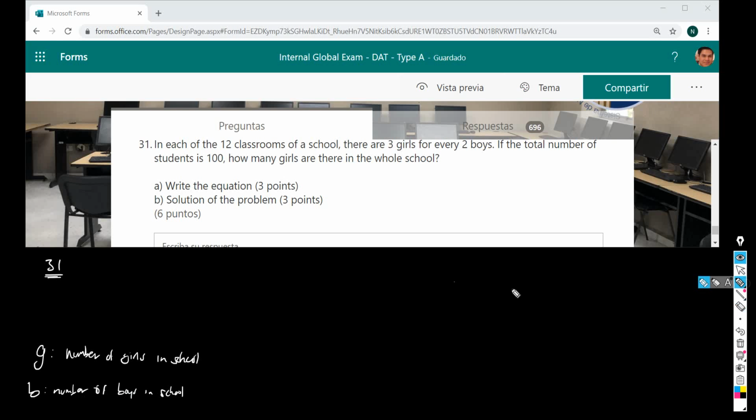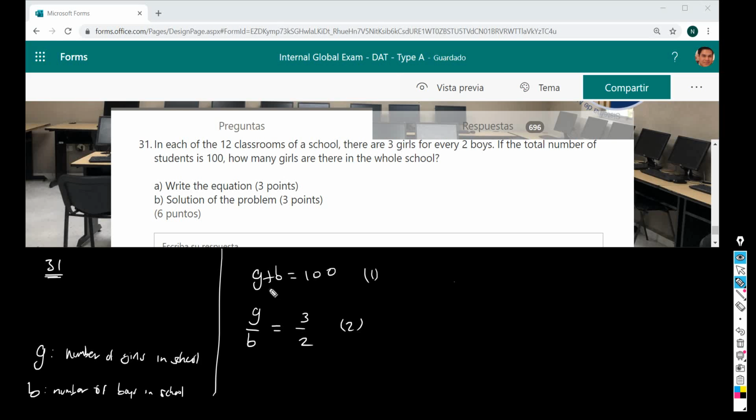Okay, what do we know about these two variables? How are they related? Well, we know that in the whole school we have 100 students, therefore G plus B is equal to 100, and that's my first equation. And we also know that the ratio of girls to boys is the same as the ratio of 3 to 2. So G over B is the same as 3 over 2. This is my second equation.